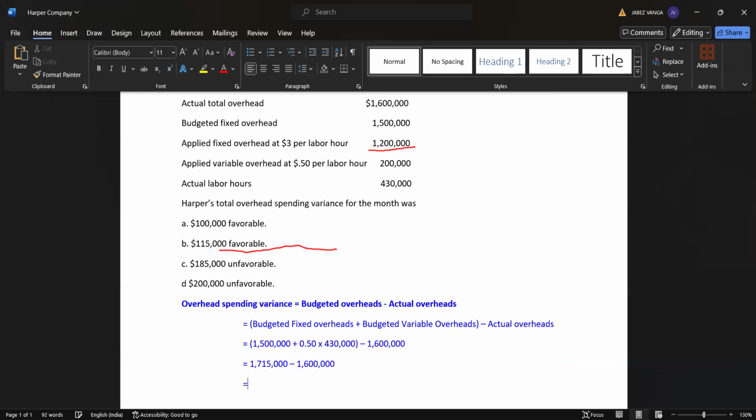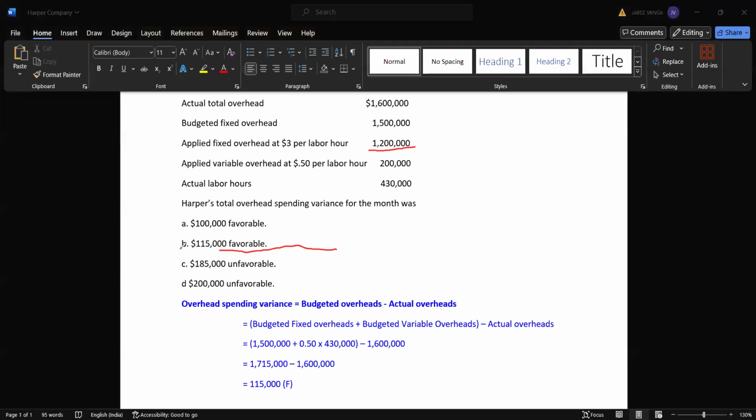We see that the actual overheads are less than the budgeted overheads by 115,000. When the actual cost is less than the budgeted cost, we call such a variance a favorable variance. So now that is the answer. So the answer here is B, which is 115,000 favorable. I hope that is clear.